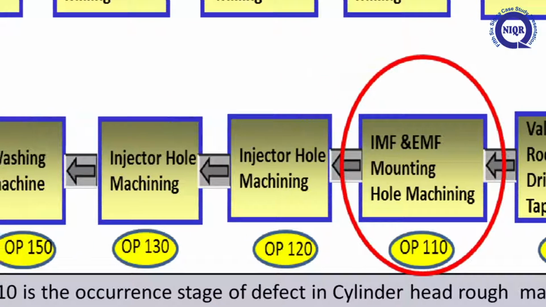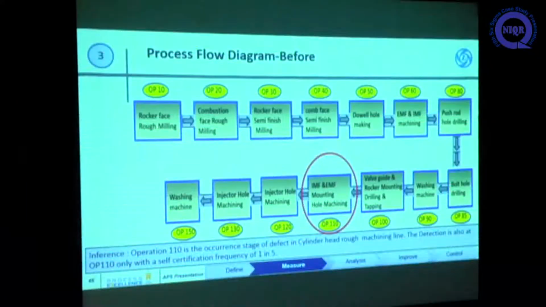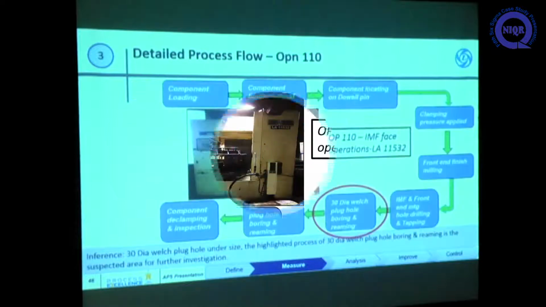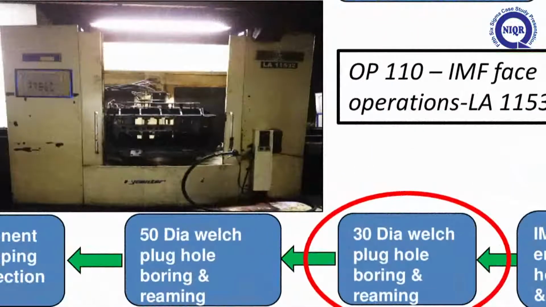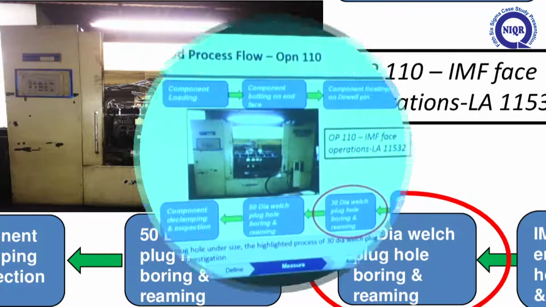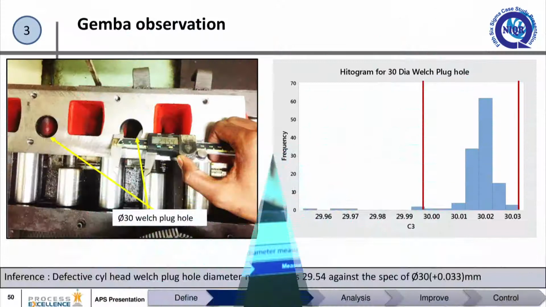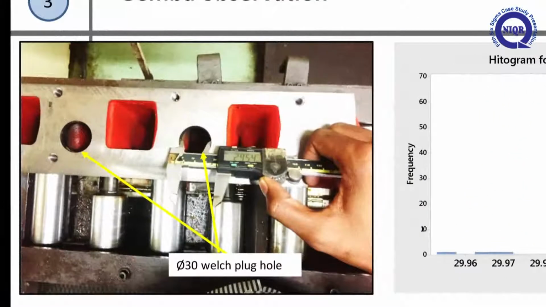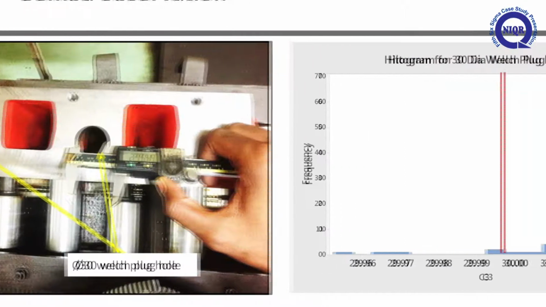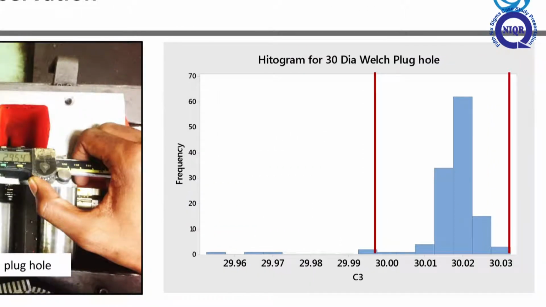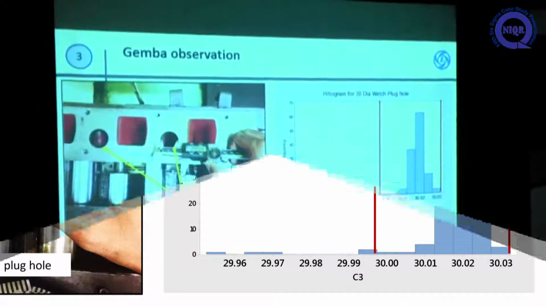The process is carried out in operation 1 ton, and we can identify the same defect in that operation itself. This is the detailed process flow of the operation. We are doing boring and reaming operation for that particular operation. We are checking that the process is followed as per the control plan. There is no deviation. This is the defective photo where the vertical pole diameter is measured at 29.5 mm, which is against the spec of 30 dia plus 0.033 mm.